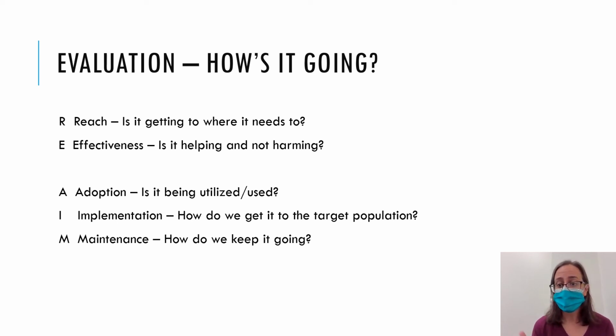Adoption, is it being utilized or used? And if not, why not? Implementation, how do we better get it to that target population, right? So like mobile vans to go out and give vaccines, for example. And then maintenance, how do we keep this going if it's working, right? So we always want to circle back and see, are our recommendations, our interventions, actually being effective? Are they actually accomplishing their goals? And if not, why not? And how can we fix that?